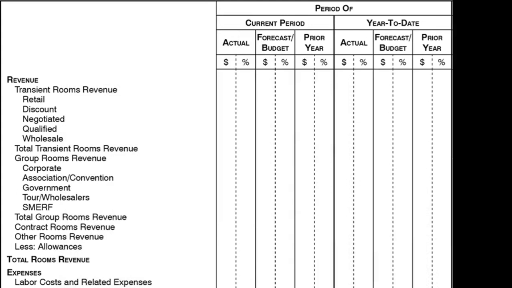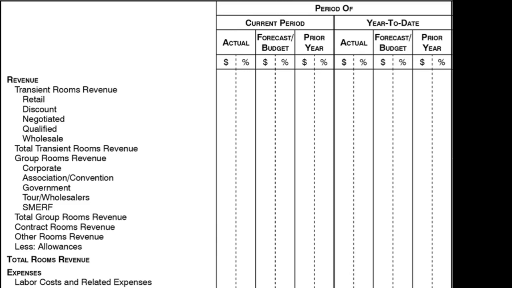In this format, as you will see on the screen, revenue is divided into groups, a few categories. One is transient room revenue, which is again distributed by each market segment: retail, discount, negotiated, qualified, wholesale, and other things. We will be discussing all details of these statistics and these segments in a short while.